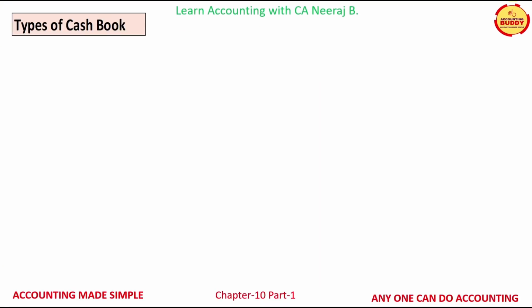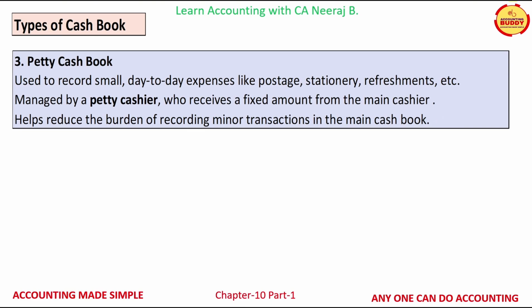Third type of cash book which is frequently used by the business is called petty cash book. Petty cash book is used to record small day-to-day expenses like postage, stationery, refreshment, etc. Petty cash book is managed by a petty cashier who receives a fixed amount from the main cashier. Petty cash book helps to reduce the burden of recording minor transactions in the main cash book.